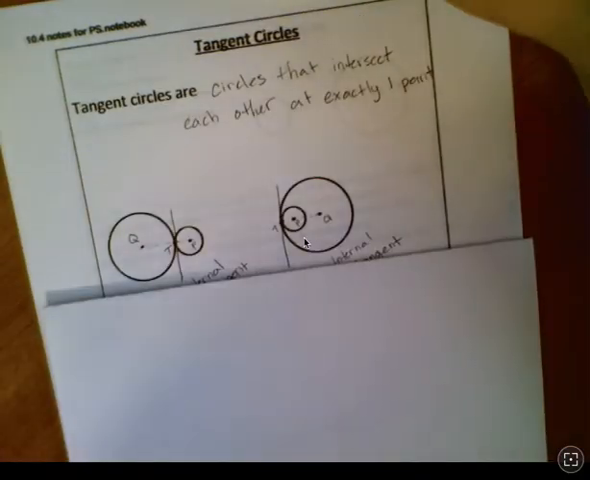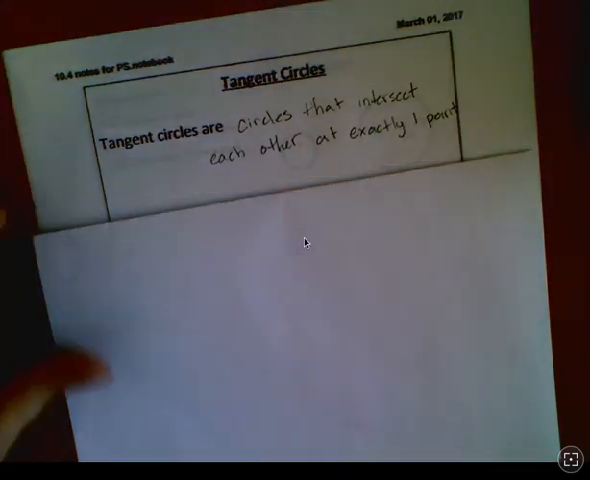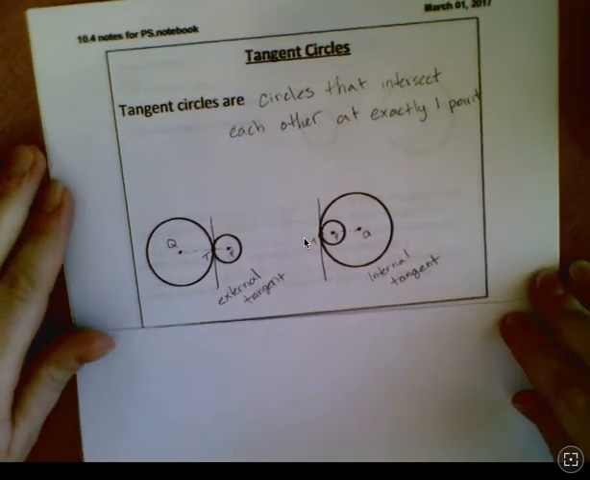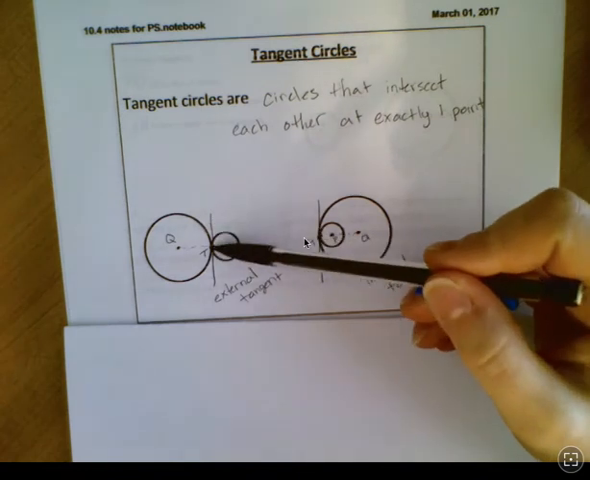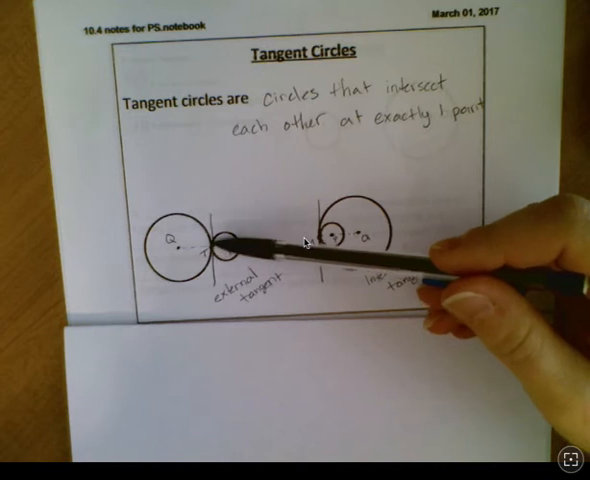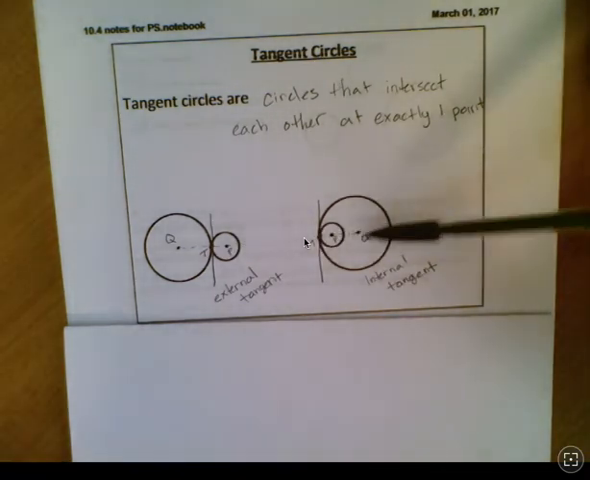Next one. Tangent circles are circles that intersect each other at exactly 1 point. Makes sense because a tangent line intersects at 1 point. So these are the two ways that you could see it. If the circles intersect at one point just next to each other, it would look like this. Or you could have one circle inside the other.